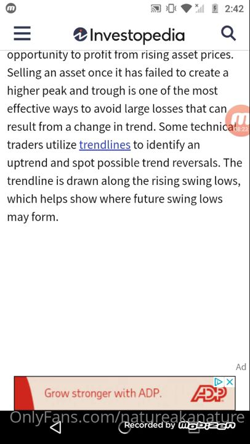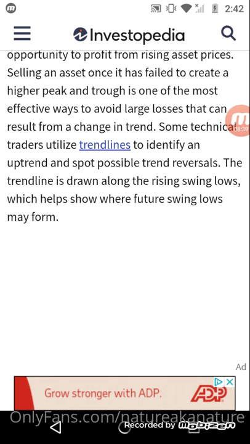So the trend line is drawn along the rising swing lows, which may help show where the future swing low may form. So it's from a swing low to swing high. For a downtrend, it'll be from a swing high to swing low.